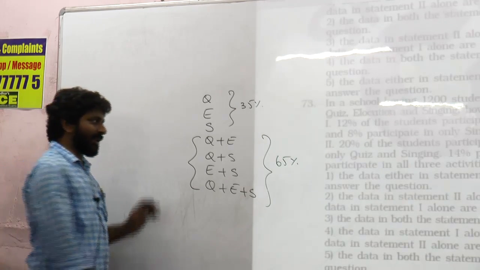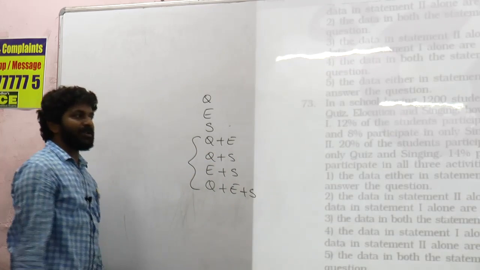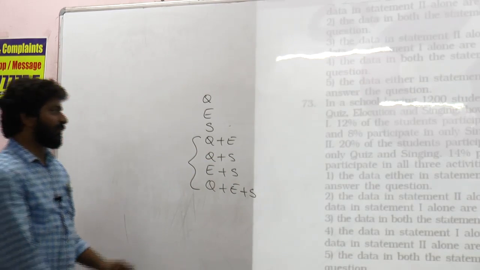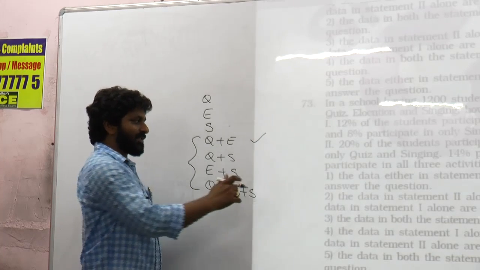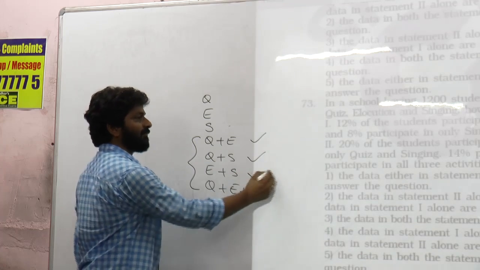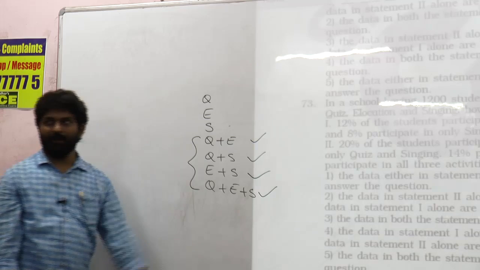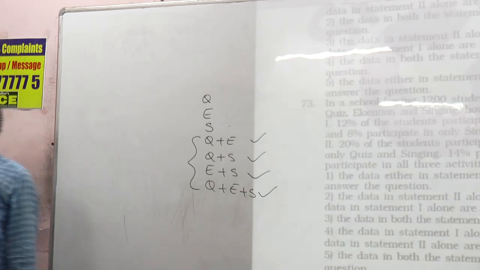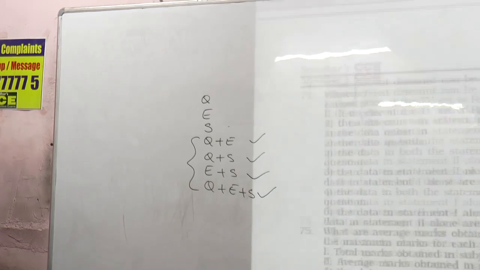Now let's see the second one. 20% of the students participate in only quiz and elocution. This one. 18% participate in quiz and singing. Yes. 14% elocution and singing. 13% on all the three activities. Direct information. So 1 alone will give you the answer. 2 alone also will give you the answer. Next.